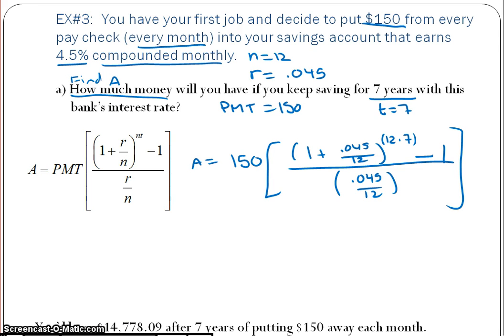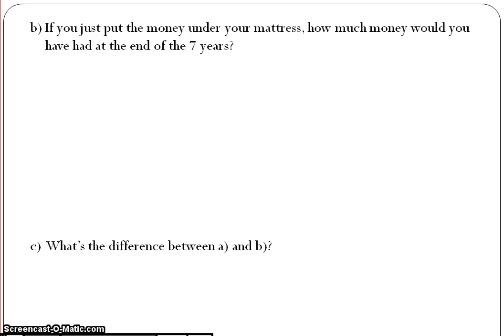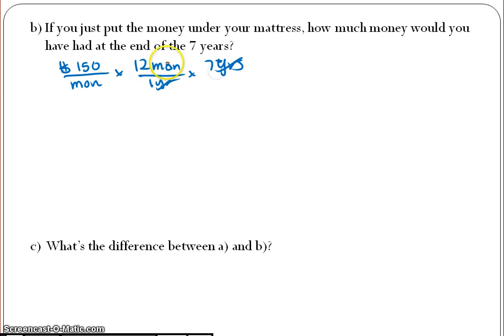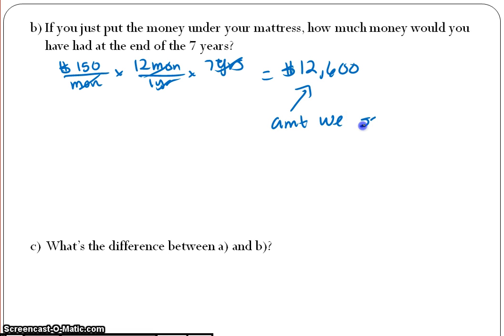Okay, so remember this $14,000 number. So let's just say instead we just put the money into the mattress. You're afraid of banks or something. So what we did was we took $150 each month, and we're just going to use dimensional analysis to see how much we'd have. So we would do this for 12 months in 1 year, and we do this for 7 years. So using dimensional analysis, just 150 times 12 times 7, which would give us our units, is $12,600. And this is the amount that we saved.